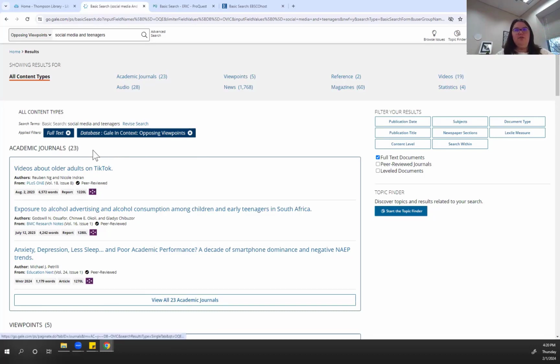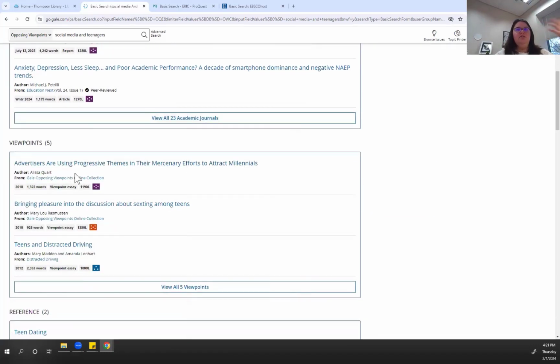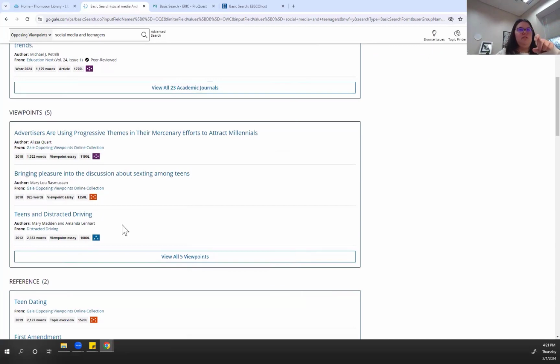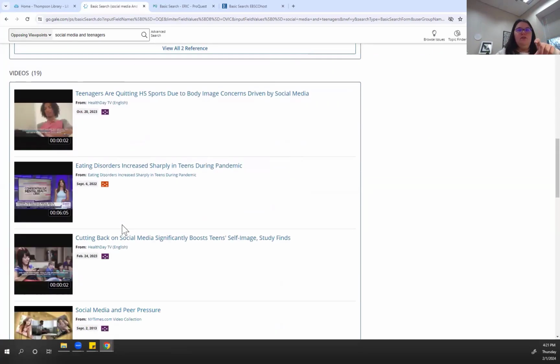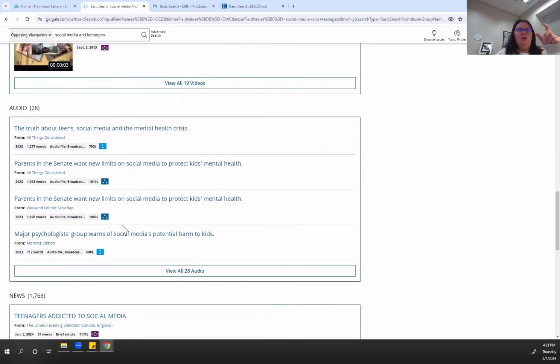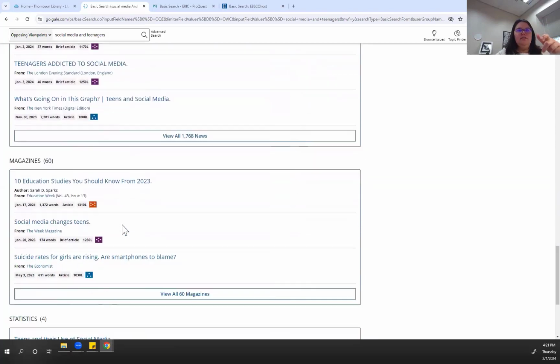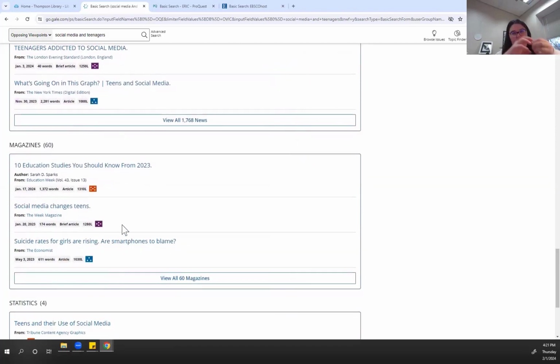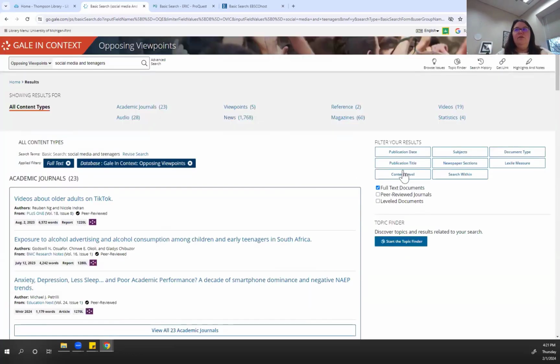So you see academic journals here, you see viewpoints, which are essays written specifically for this database. You're going to see some videos that are kind of pulled out, audio, news sources, magazines, right? So they're taking out and looking at those different formats of sources automatically, okay? But you still are able to filter your results over here by things like publication date, subjects, document types over here. You could limit to peer-reviewed journals. It just is, again, a very different interface than something you may have seen.